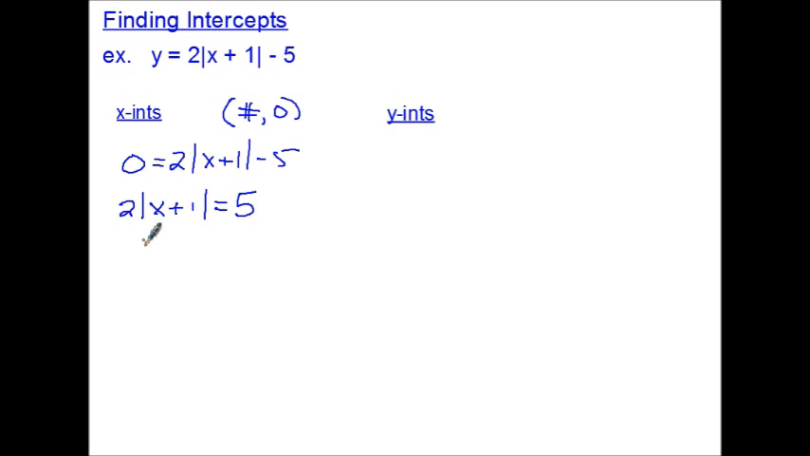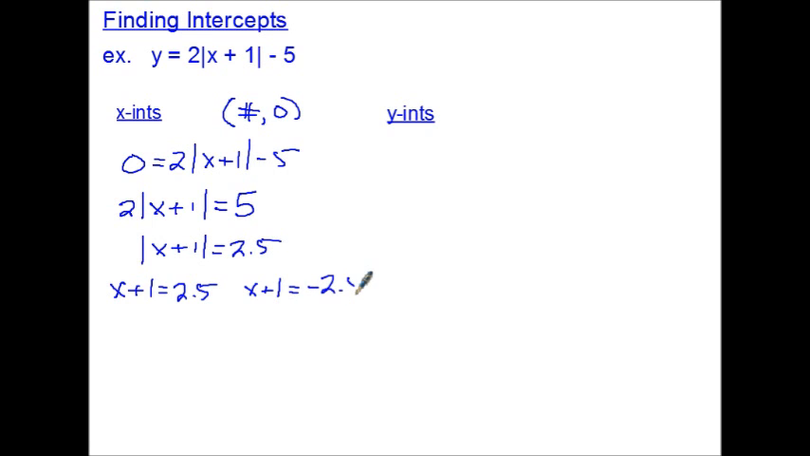Dividing through by the 2 gives me absolute value of x plus 1 equals, I'm going to go with the decimal version of this one, 2.5. Of course you can use the fractions if you'd like. And then, of course, absolute value, we can split into two separate equations to get our two separate answers.